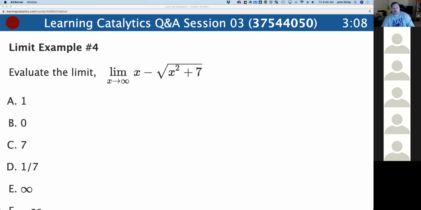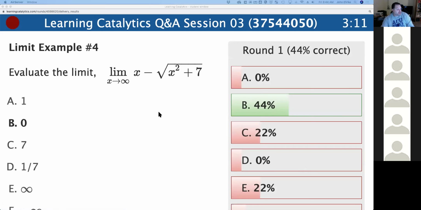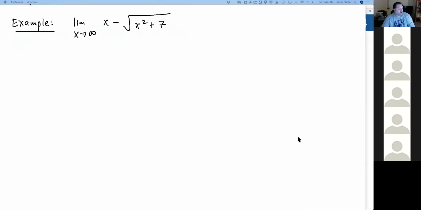All right, everyone has responded. The correct answer here is 0, but once again, it's not because infinity minus infinity is 0. We're going to have to show the work to show that this is indeed the correct answer. I saved the trickiest one for last here.